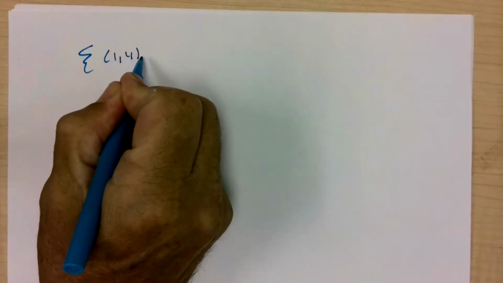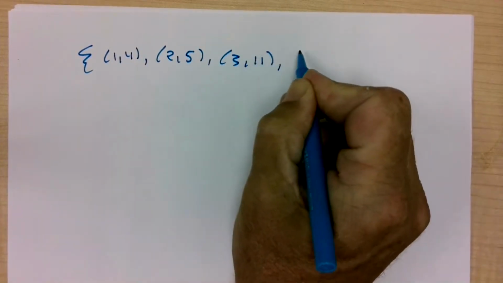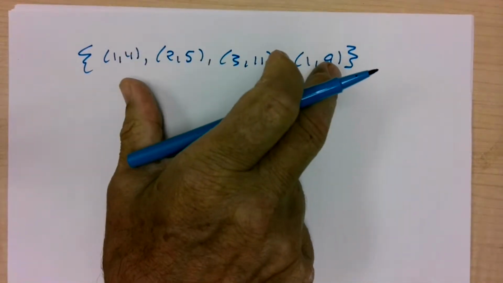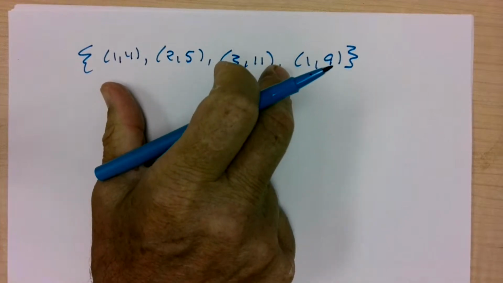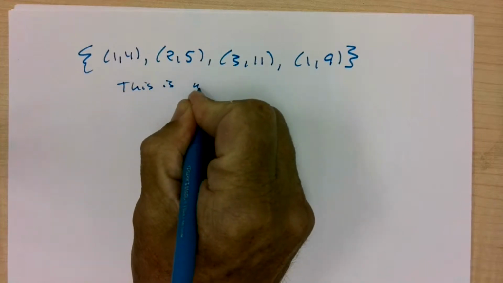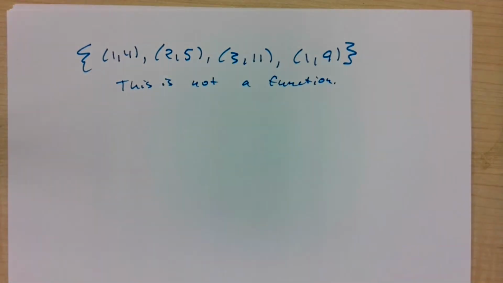So if we're given our relationship between our two sets, and we say 1, 4, 2, 5, 3, 11, 1, 9, now I have two different outputs for the same input. If that happens, what do we conclude? This is not a function. So that's something for us to work with, something for us to think about in terms of how these things behave.